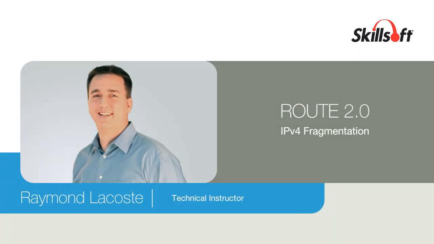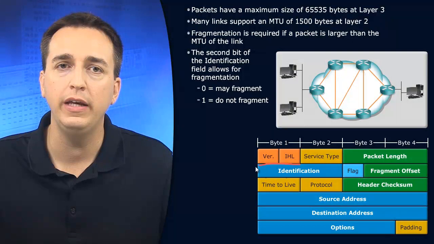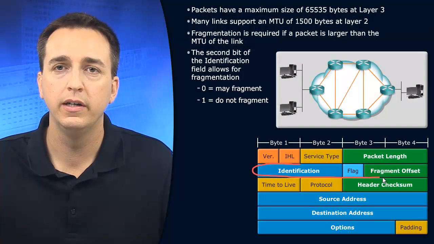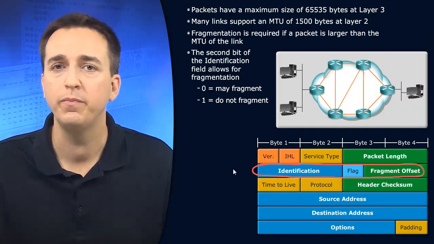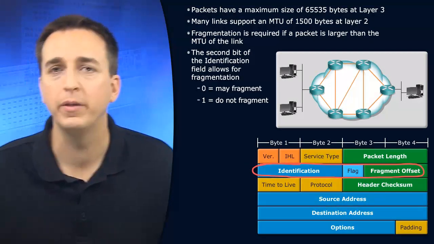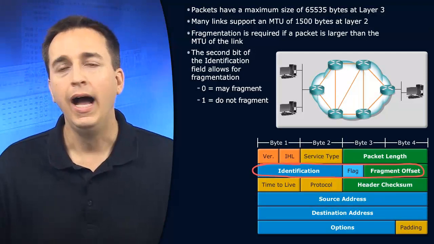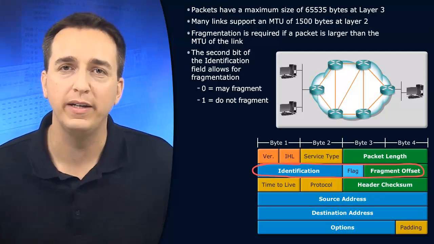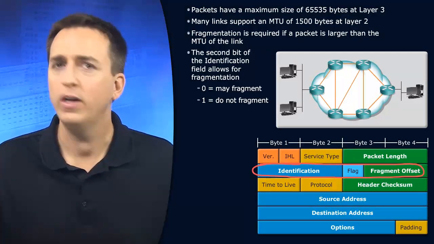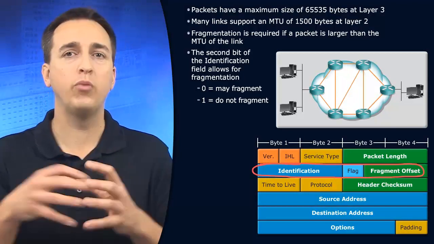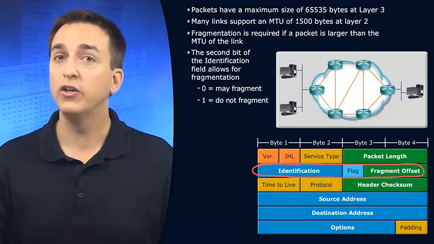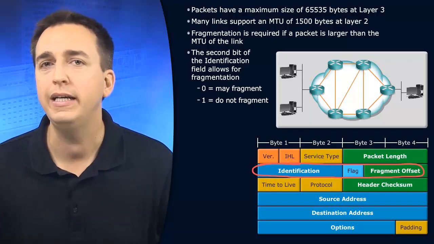A lot of people question the purpose of these three fields in our layer 3 header: identification, flag, and fragment offset. What's that all about? It's all about fragmentation. Well, what is fragmentation? Fragmentation is taking something and breaking it up into smaller chunks. Now, why would we need to do this?